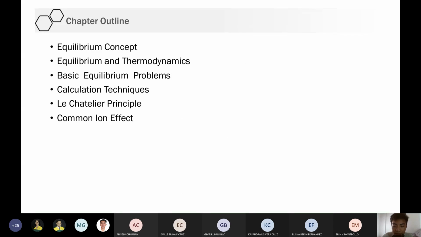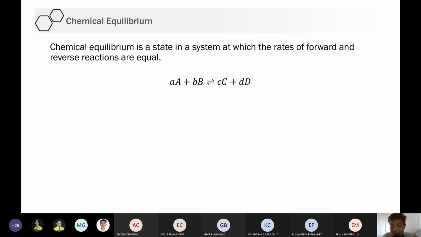So dadaanan natin yung first 3 chapters nito, followed by the other 3 topics for the next meeting. Today we're going to focus on the equilibrium concept, the thermodynamics. Actually, hindi naman siya thermodynamics talaga. Yung idea lang about the equilibrium and how to solve basic equilibrium problems. Okay? So tatlo lang yung focus natin today.